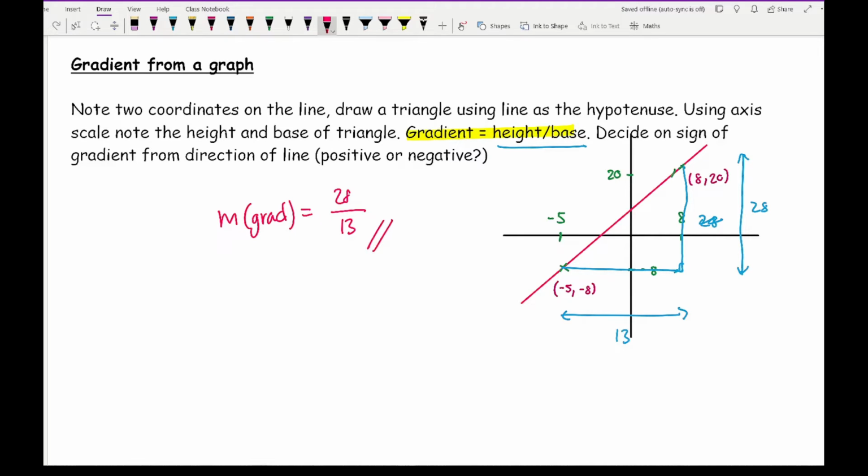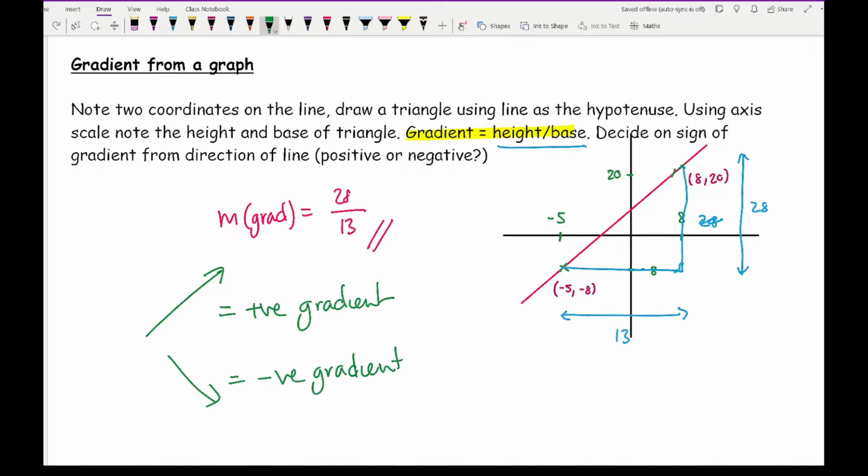Now, the next thing for you to bear in mind is just make sure that you're aware of the correct sign of your gradient, because if you are using this method and you're working out the base and the height of the triangle, you might ignore the direction of the line and therefore get the gradient wrong. So if your line is going up, then that equals a positive gradient. And if your line is going down, then that means it's going to be a negative gradient. So once you've used this method, just make sure that you're deciding whether it's a plus or a minus depending on the direction of the line.